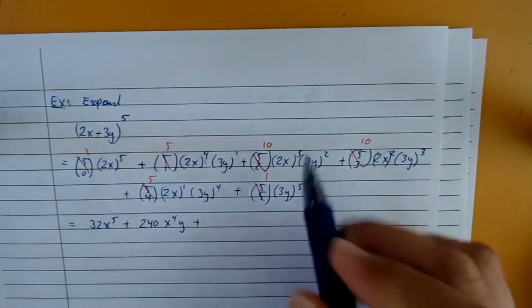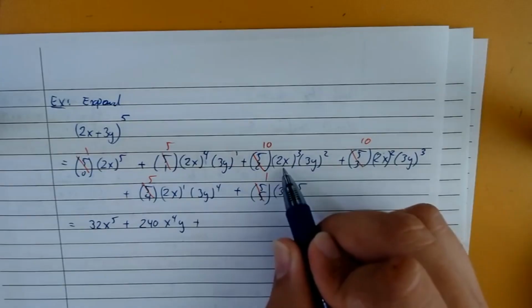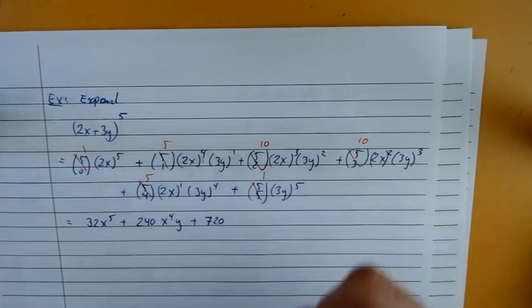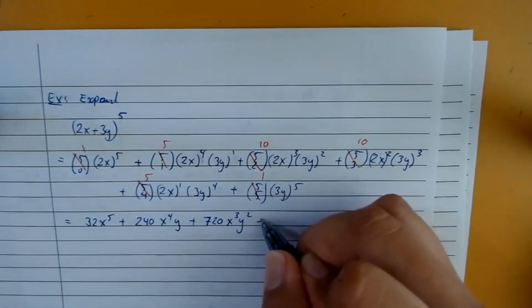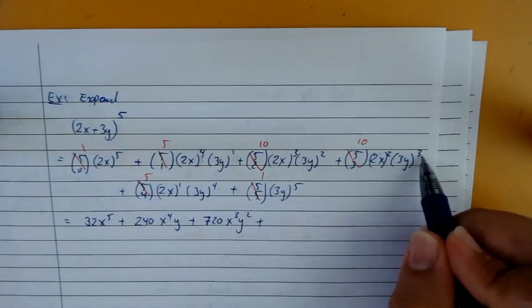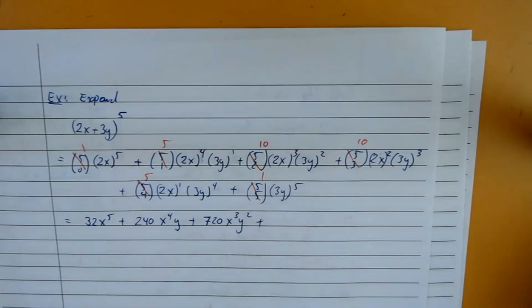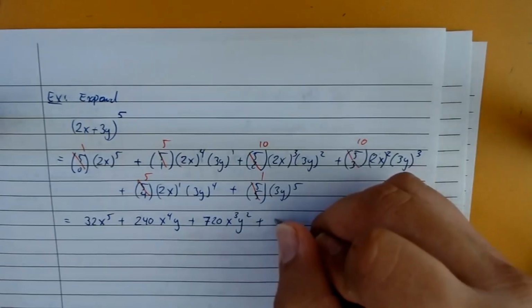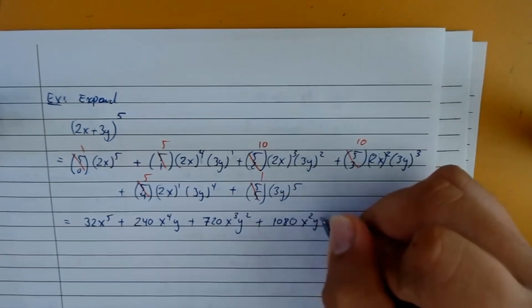The next one, let's see here. 3 squared is 9. 2 to the 3rd is 8. 8 times 9, that's 72. Times 10, that's 720. X to the 3rd, y squared. Just like that. Plus the next one, 3 to the 3rd, that's 27. 2 to the 2nd, that's 4. If you take 27 times 4, that's 108, and then times your 10 here, that's 1080. And then you have your x squared and your y to the 3rd.